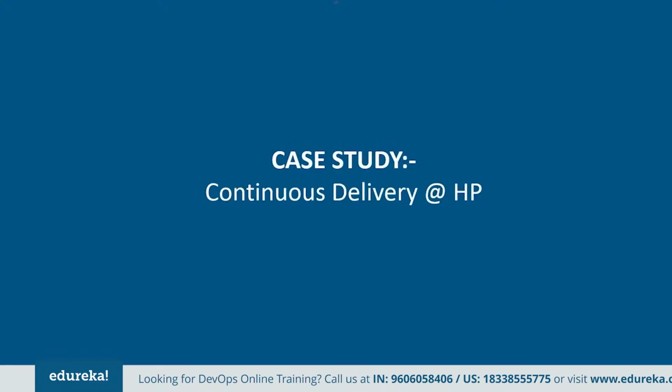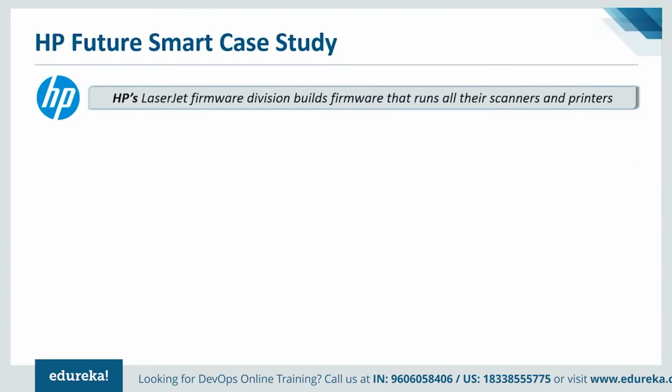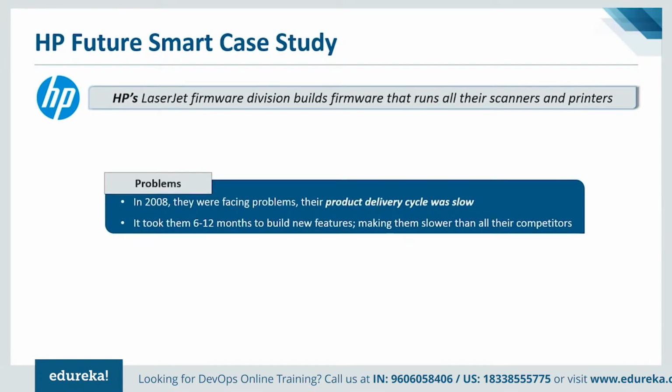Now guys, let's see how continuous delivery solved the problems at HP. Okay, so HP's LaserJet firmware division was responsible for running all of their scanners and their printers. But in 2008, they were facing a serious problem wherein the product delivery cycle was very slow. So they were unable to release any new features or any new products, and all of their customers were disappointed because they weren't seeing any improvements in their products. And they were lagging with respect to all of their competitors.